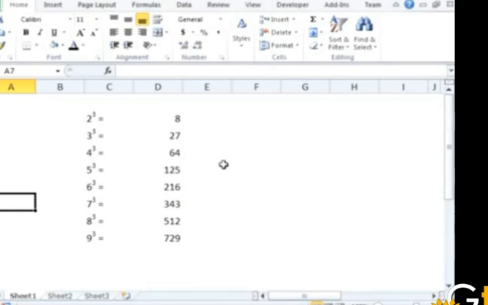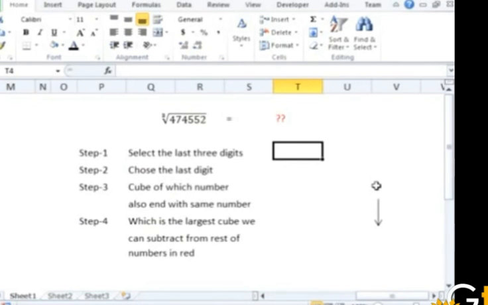Then my second step is this. If I have a number like this, cube root of 474552 equals what? My first step is to select the last 3-digit number. From this 474552, I have to select the last 3 digits. Step 2 is to choose the last digit of the 3-digit number. So my last digit will be 2, right? Step 3 is to find the cube of which number also ends with the same digit.